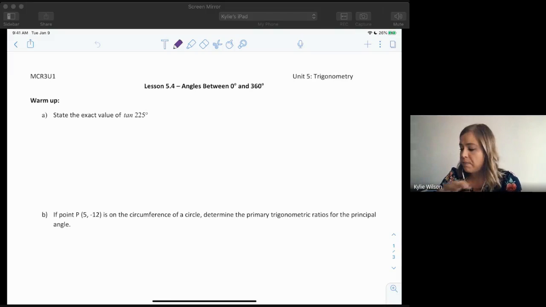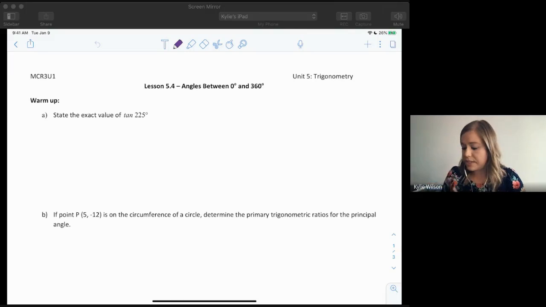We are going to be looking at lesson 5.4, our angles between 0 and 360. So this is a direct continuation of the lesson you just did on your own. And that one's a little bit long, but I didn't want to rush through it because it is hard. So we're going to start by doing a quick review of what the last lesson was all about.